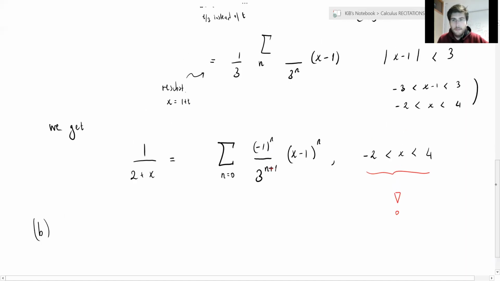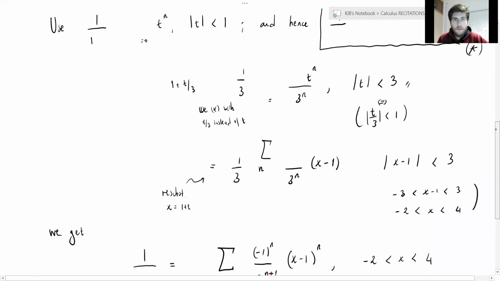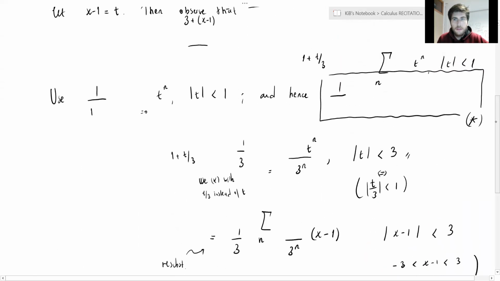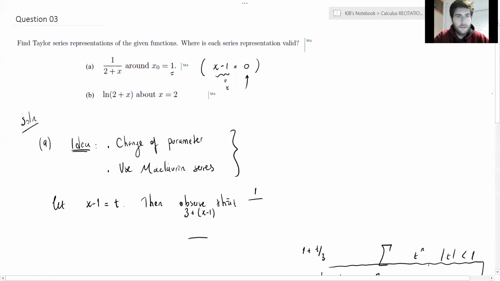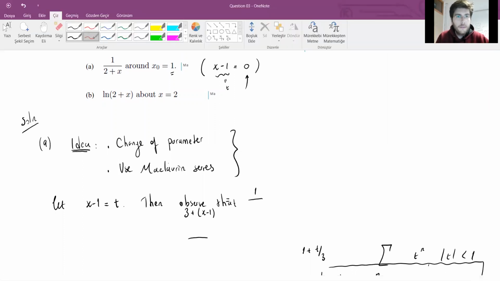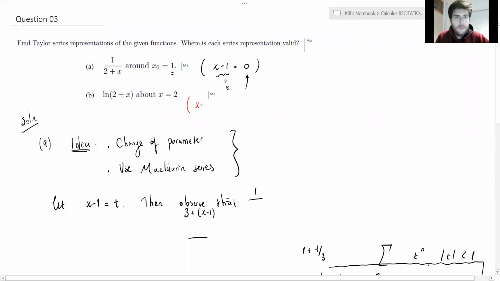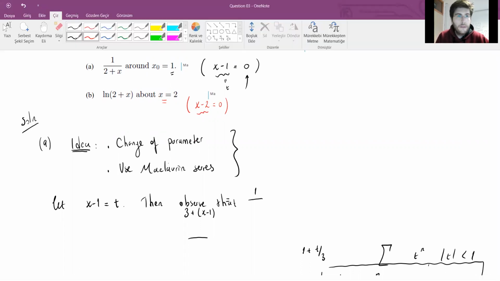So for part B, the similar trick here. Of course, this is what this equality tells us. And similar idea, we just change the parameter and we use Maclaurin series. Okay, so let's do this.